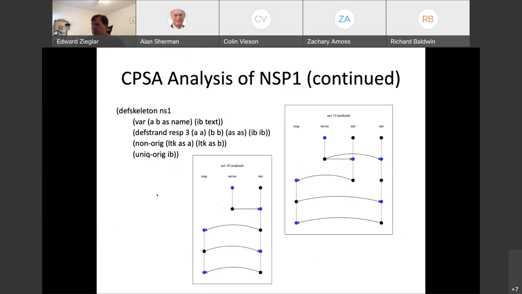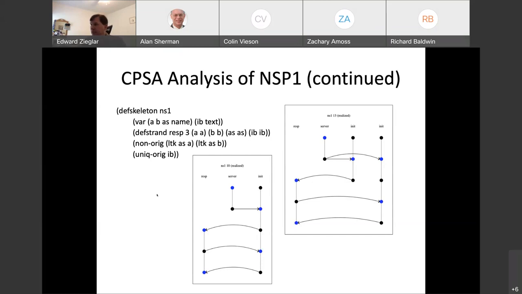When we look at it from the responder's point of view, we'll get two different shapes. The shape that is listed as 10 is what we would expect to see, which is that the initiator had made a request to the server and got a key, and then authentication took place, and the responder is able to authenticate the initiator, and everything is fine.